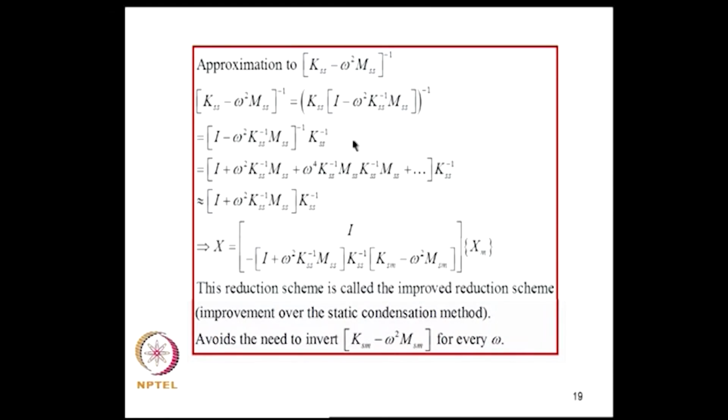If I now omit these higher order terms in omega and retain only the two terms, I get this as my matrix, and instead of inverting the matrix, I can now use this matrix. This method is called the improved reduction scheme. It is an improvement over the static condensation method, and it avoids the inversion of this matrix. If you are going to repeat this calculation for different values of omega, then this is a simpler approach.